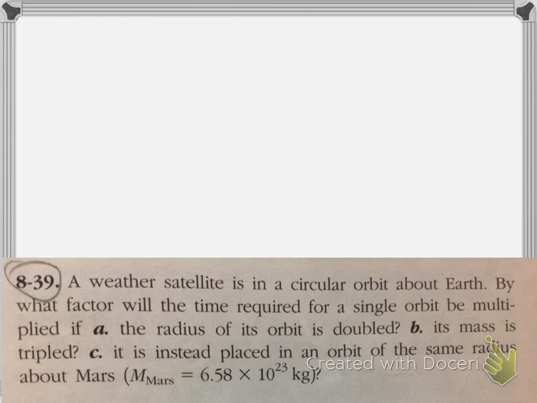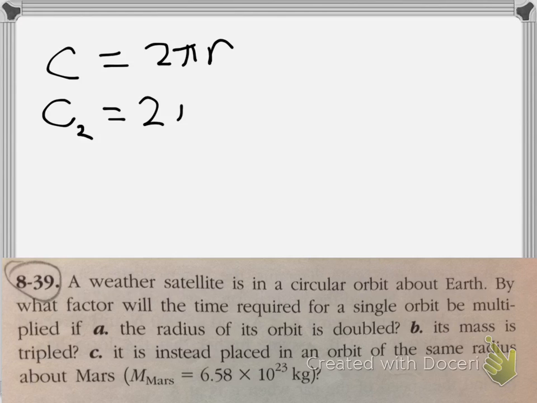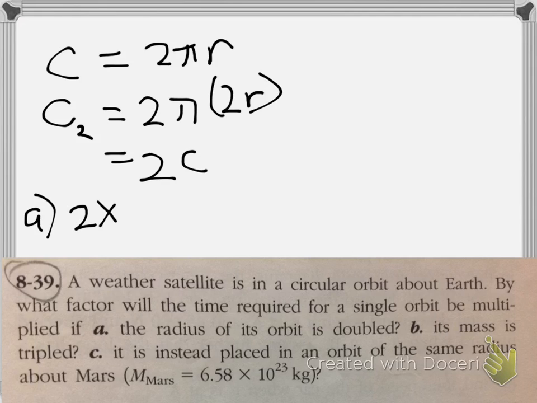Yeah, good. You're going to make it bigger. By how much? Circumference equals 2 pi r, yes? So if you take a second circumference, which is 2 pi times 2r, meaning we doubled it, then basically we've done 2 times the original circumference, right? And assuming the thing goes at the same velocity, then 2 times the circumference would be twice the time, because it has to travel twice the distance. So for A, my guess would be 2 times the time.